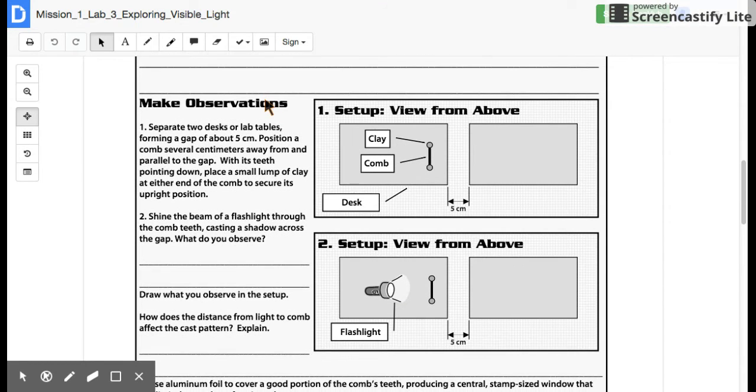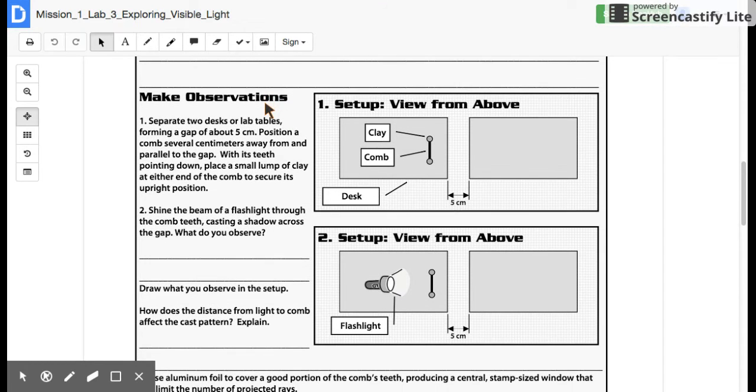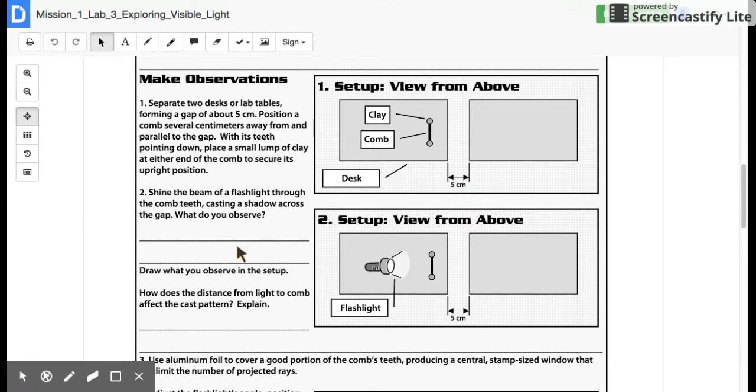Then the next part is a basic setup that I'll show you in class. But the important part is that you need to draw what you observe in this setup. Once you've got your data, you're going to do a thing called a ray diagram. And so you'll set over here a white sheet of paper.